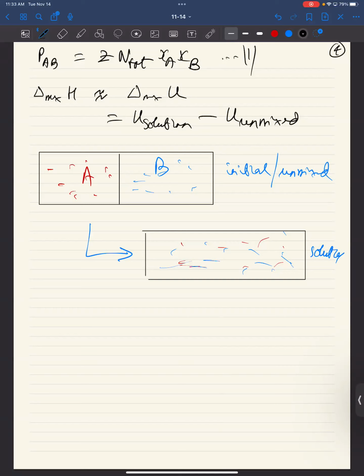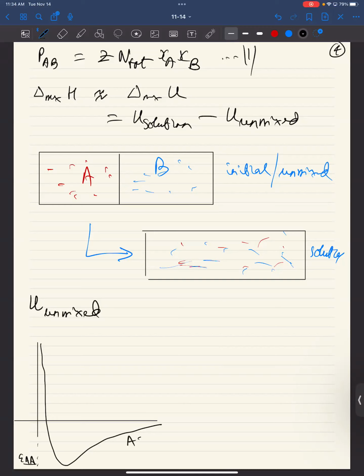Okay, let's talk about U unmixed. The potential energy of the unmixed system where you have A atoms on the left and B atoms on the right, and the coordination number is kept the same. Okay. And another picture I would like to draw for you is the picture regarding the bonds. So I said that any given bond, like the AA bond, corresponds to a bond strength of epsilon AA.